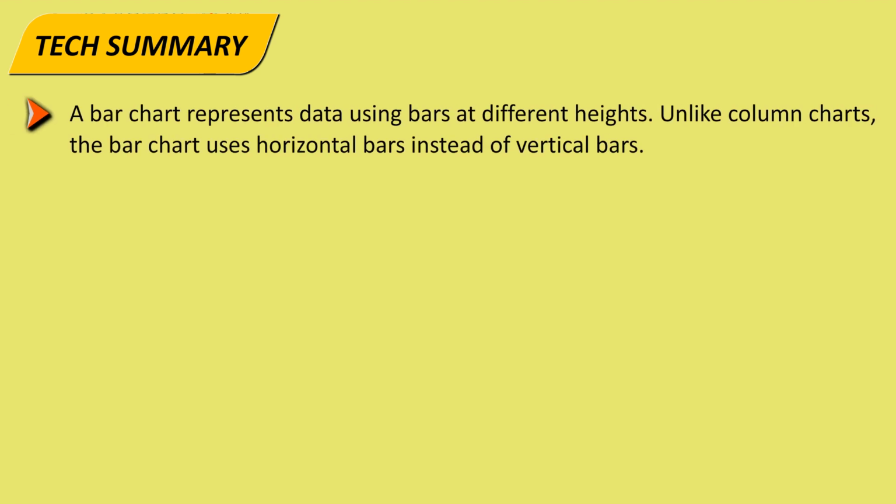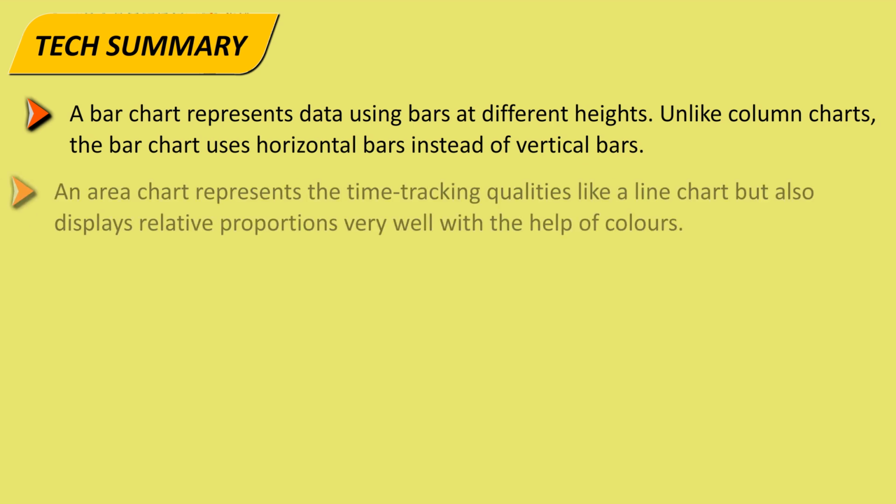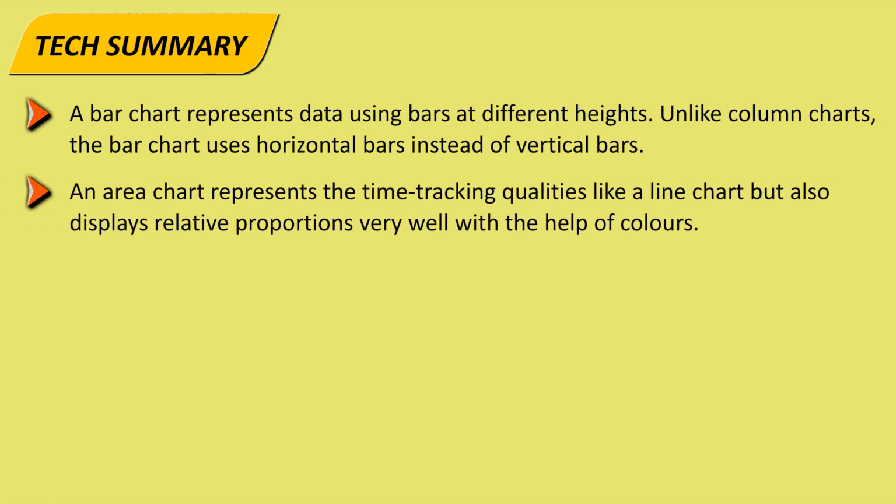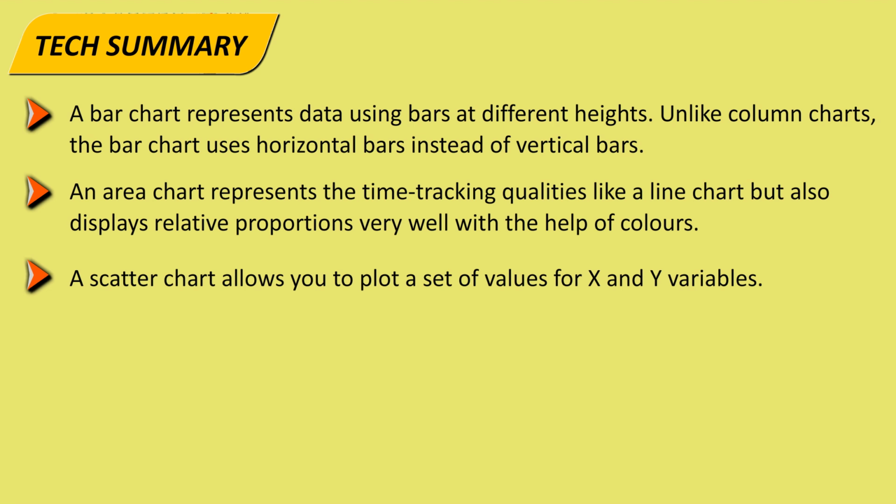A bar chart represents data using bars at different heights. Unlike column charts, the bar chart uses horizontal bars instead of vertical bars. An area chart represents the time tracking qualities, like a line chart, but also displays relative proportions very well with the help of colors. A scatter chart allows you to plot a set of values for x and y variables.